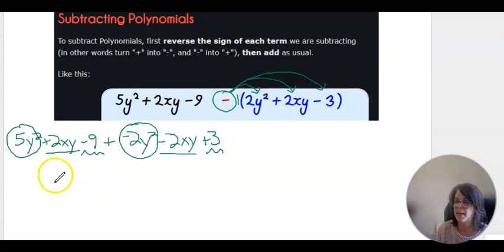And we can add them together and get 3y squared. Notice that negative 2xy and a positive 2xy add up to 0. We don't write plus 0. It doesn't have any effect. Those cancel each other out because they add to 0. And we have our final answer.